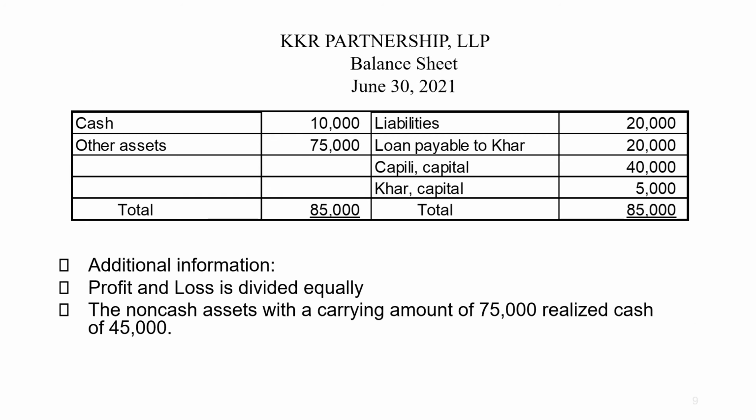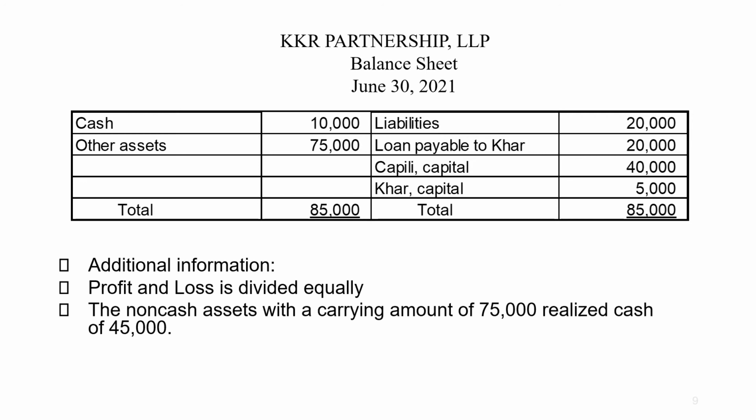Okay. So let's take an example. KKR Partnership Limited, balance sheet, June 30, 2021. Take note, as previously discussed, we would already close all the income statement accounts and what was left is the balance sheet accounts. So we have cash and other assets. Other assets, composed of the non-cash assets, 75,000. We need to pay liabilities, 20,000. Loan payable to Car, 20,000. Kapili Capital, 40,000 and Car Capital, 5,000. So additional information: P&L is divided equally, but in some books it could be a certain ratio.